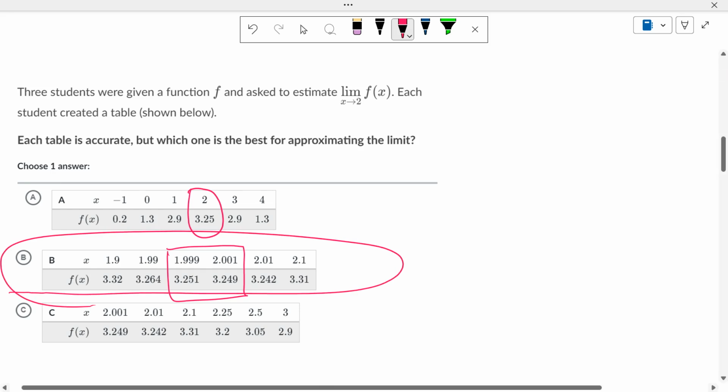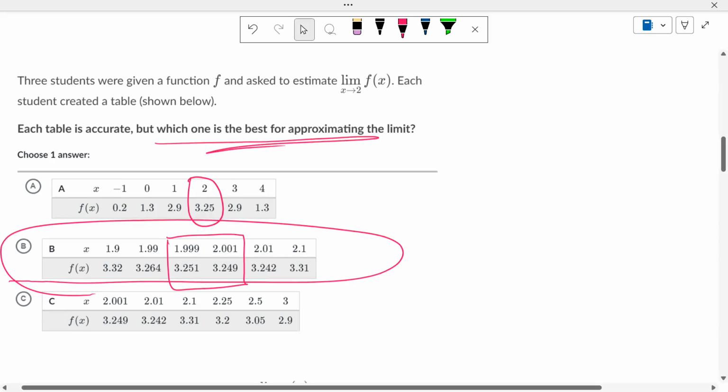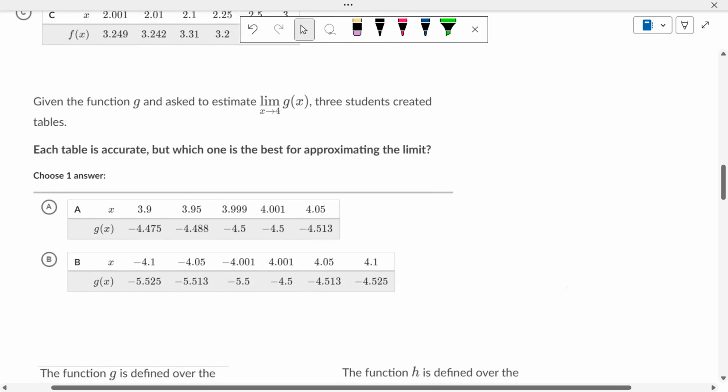B, because this shows steps getting closer and closer. This is just numbers that are an equal distance apart. When you're finding limits using a table, you want to go in like steps, getting closer and closer, so you can zero in on a number. Okay? So that's what we want to see when we're doing limits. So each table is accurate. Which one is the best? Well, table B is the best.